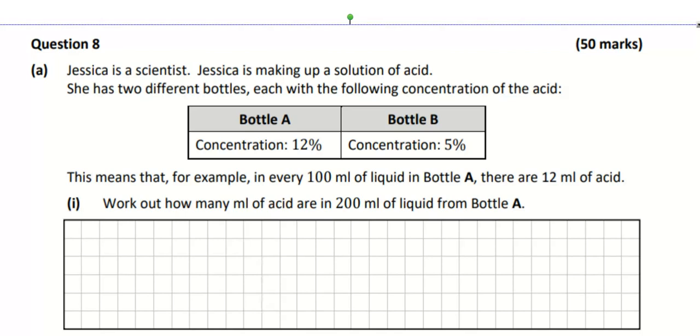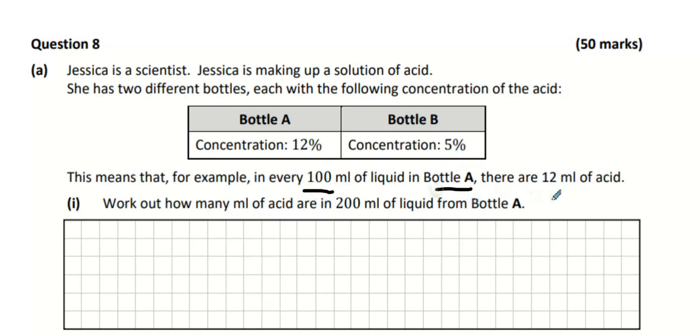Question 8 now, okay? Jessica's making up a solution of acid. She has 2 different bottles, each with the following concentration of acid, 12% and 5%. This means, for example, in 100 milliliters of bottle A, there's 12 milliliters of acid. Find out how many milliliters of acid are in 200 milliliters from bottle A.